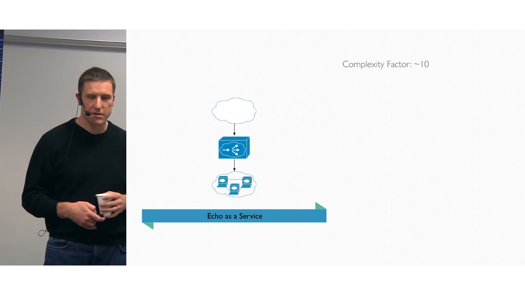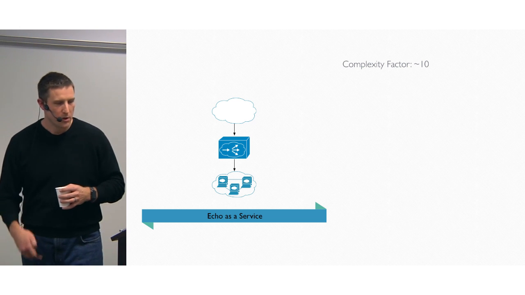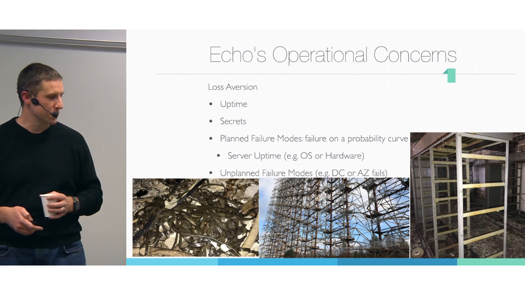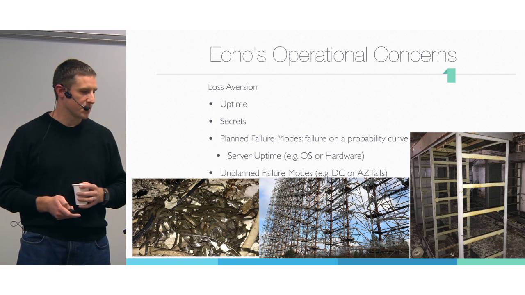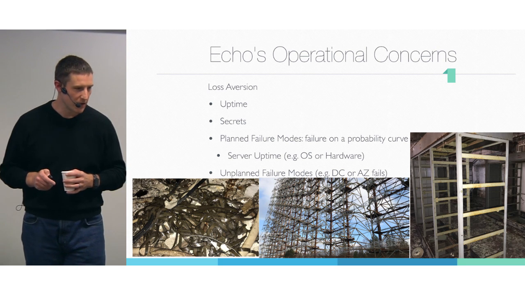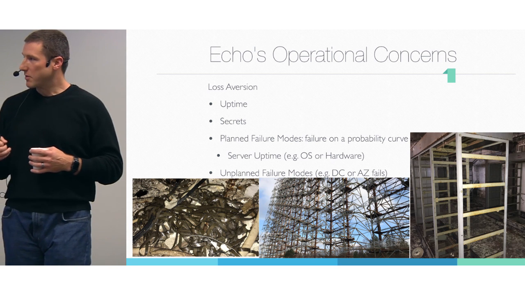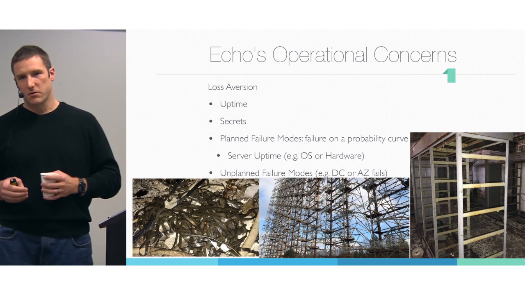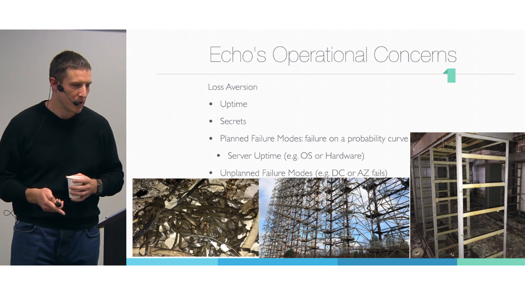So as operations go, we are concerned with uptime and loss aversion. One of the primary things that we have largely been trained to care about is uptime. Okay, fine. But there's other forms of loss aversion that we need to pay attention to. So secrets, we want to make sure that passwords don't ever leave the environment. We want to make sure that from a loss aversion and planning perspective, that we've taken into consideration all of the planned failure modes, where things that we expect to fail will fail. Dying servers is a good example.